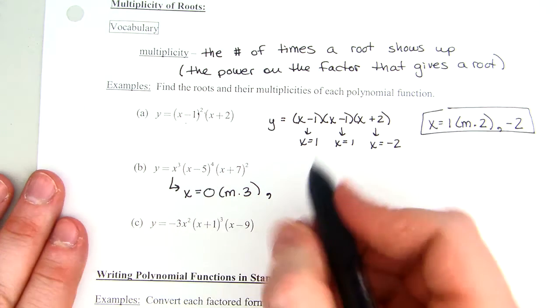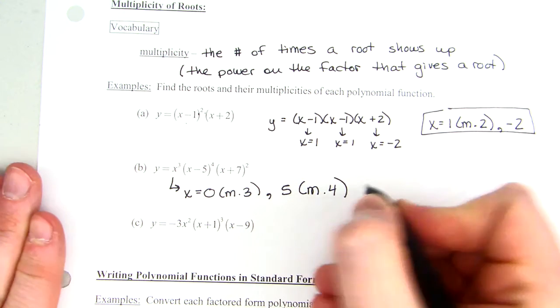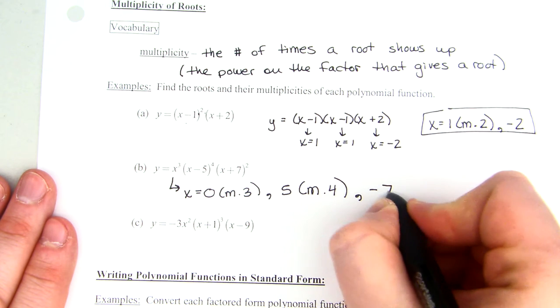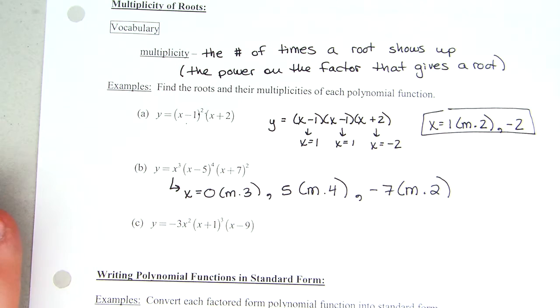From x minus 5 to the 4th, we're going to get 5 with a multiplicity of 4. And from x plus 7 squared, I'm going to get negative 7 with a multiplicity of 2. See if you can do letter C. Tell me the roots and their multiplicities.